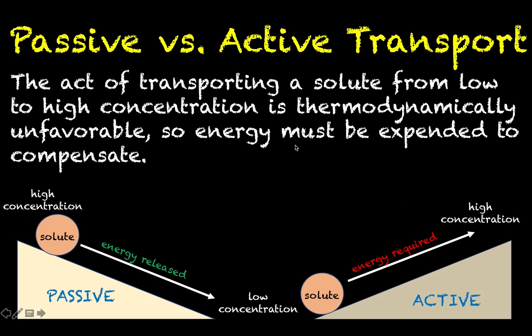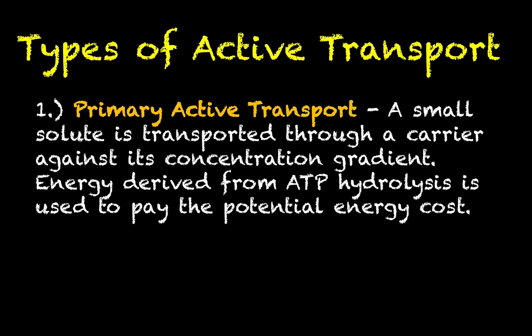And that is very different from a passive transport situation in which your solute is already at the top of the hill because it's already at an area of high concentration. So getting it to flow downhill from an area of high concentration to an area of low concentration is just a matter of letting it ease downhill with the flow of gravity, or however you want to think about it. So trying to push a solute from low to high concentration is thermodynamically unfavorable, so we have to expend energy in order to compensate for this.